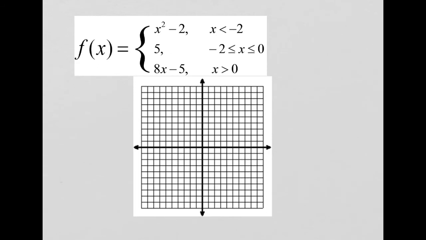This time I have a three-piece piecewise function. I have f of x equals x squared minus 2, where x is less than negative 2, and I have 5, where negative 2 is less than or equal to x is less than or equal to 0. Then my last piece of the function is 8x minus 5, where x is greater than 0. This time I will have two lines that I'm going to be looking at. I have a line at negative 2, and I have a line at 0.